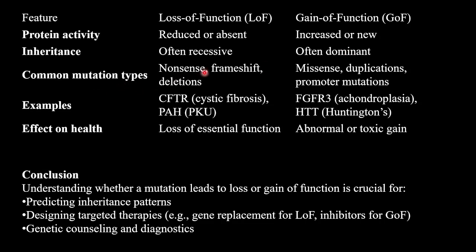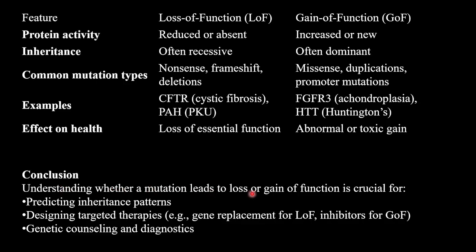Common mutation types in loss of function are nonsense, frameshift, and deletions. In gain of function, they could be missense, duplications, and promoter mutations. Examples are CFTR, and PAH in phenylketonuria, versus FGFR3 and HTT in Huntington disease. Effect on health: loss of essential functions in loss of function, and abnormal or toxic effects in gain of function. So this is the difference between loss of function and gain of function mutations.